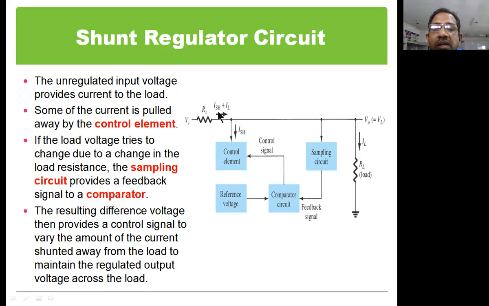Because what is the supply current? I is equal to ISH plus IL. Here ISH has increased, therefore IL has to decrease. Now, how much is the decrease in IL? It depends on the increase in V naught. The amount of increase in V naught is compensated by the amount of decrease in the IL current. Thereby, we can simply achieve a constant DC output voltage. Now, what is the input here? The input we give from the output of the rectifier with filter circuit.